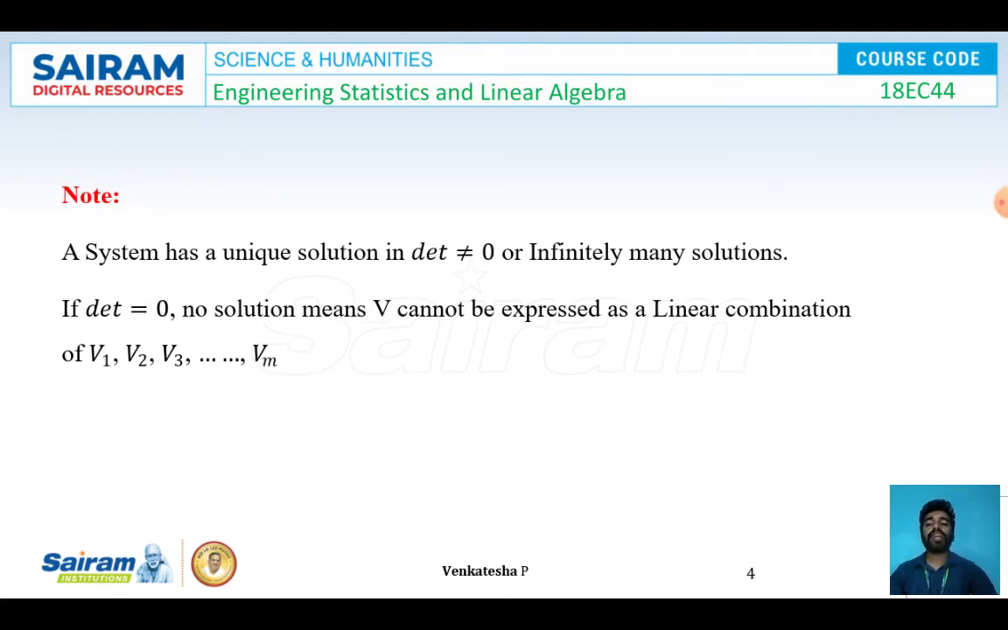A note on linear combination. A system will have a unique solution or infinitely many solutions if the determinant is not equal to 0. Suppose it is equal to 0, then we can say that the system will have no solution and V cannot be expressed as a linear combination of the vectors V1, V2, V3 and so on Vm.